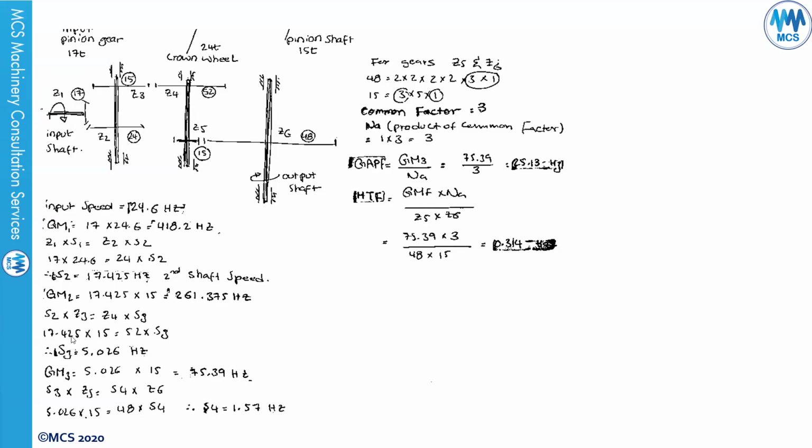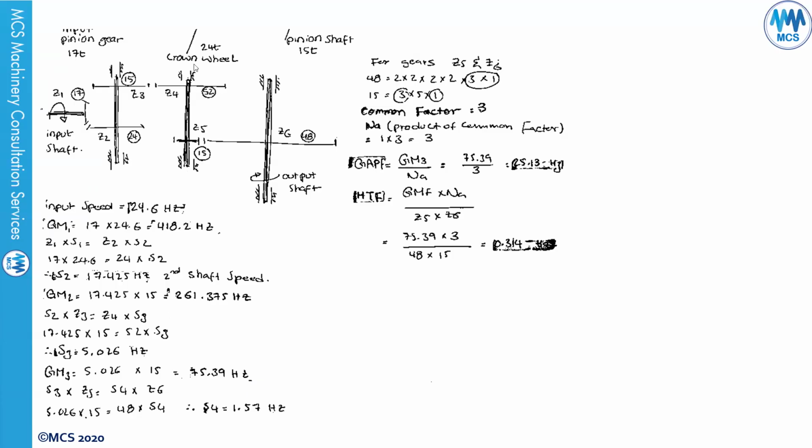So we have S2 is 17.425 multiplied by 15, which is this one, equals the running speed of the third shaft, S3, multiplied by its number of teeth, 52. So we got S3, the speed of this shaft, which is 5.026 hertz. The third gear mesh will be 5.026 multiplied by 15, which is this gear. It will be 75.39 hertz.